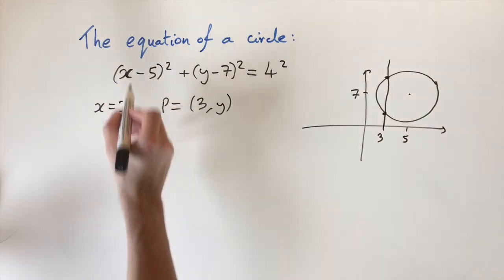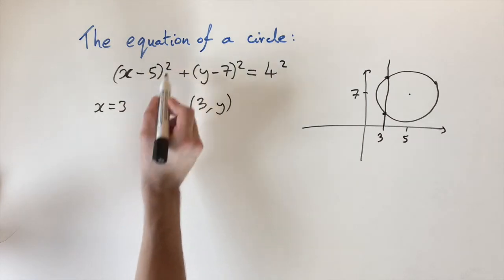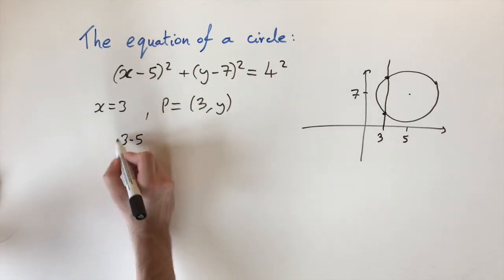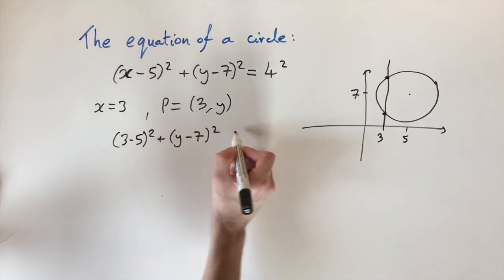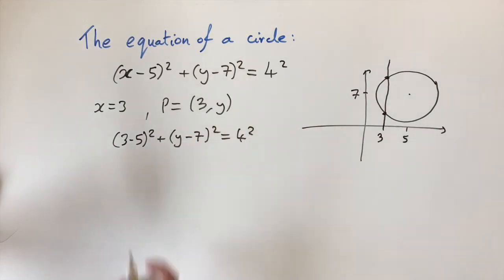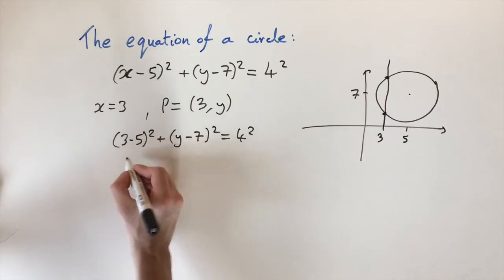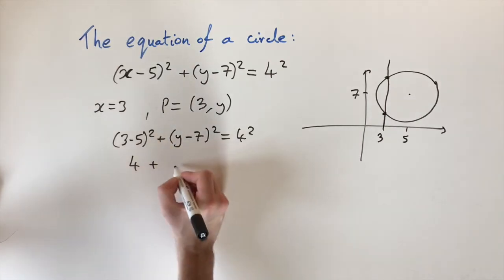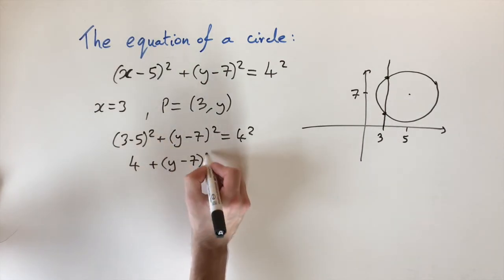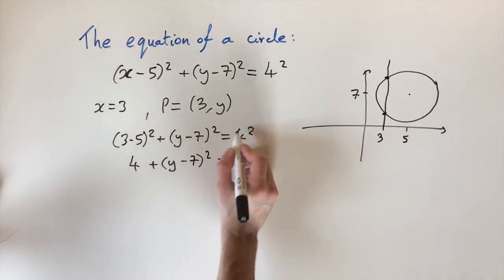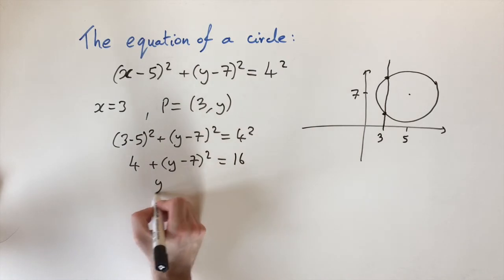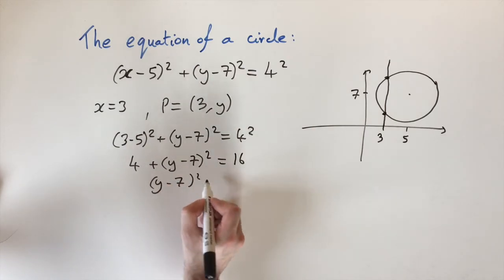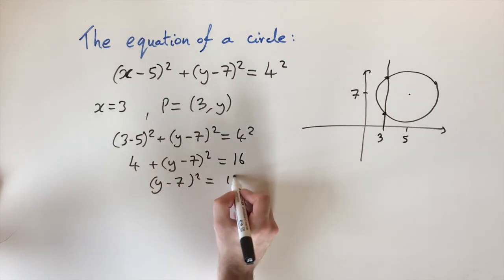So if I just put x equals 3 up here, we have 3 minus 5, so I'll just write it 3 minus 5 squared plus y minus 7 squared equals 4 squared. And so this is minus 2 squared, which is actually equal to 4. And then this is still y minus 7 squared. And I can evaluate 4 squared is just 16. And then I can just bring the 4 onto this side, and we get y minus 7 squared equal to 12.